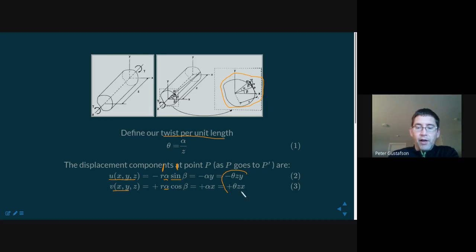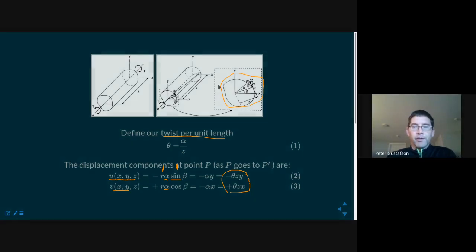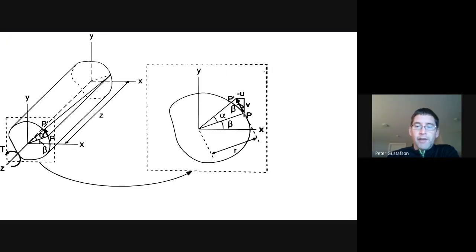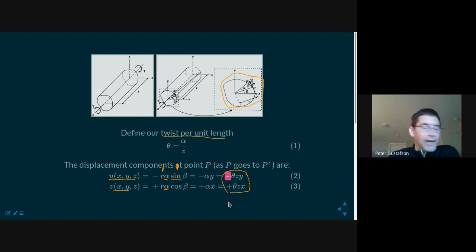That is theta times z times the position, x or y, and then you get a positive or negative sign based ultimately on, again, it goes back to this image, where you can see for a positive angle alpha, the point P moves negative u, right? It moves an amount in the negative direction. So there's this positive negative thing that occurs, and so that's where we're getting this negative sign from in the equation.